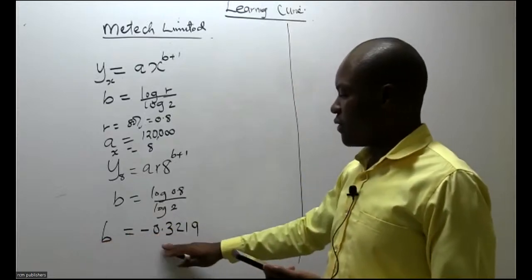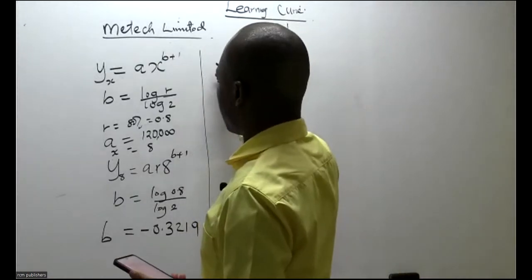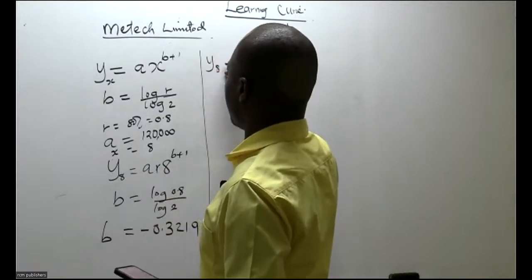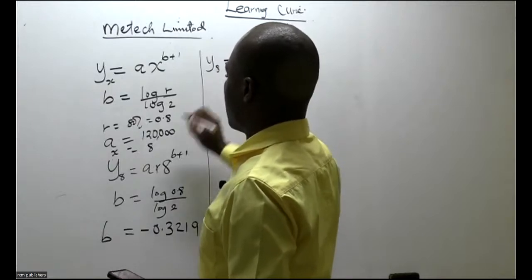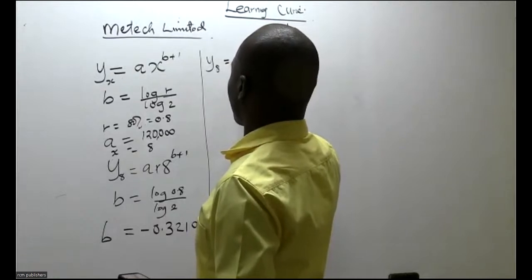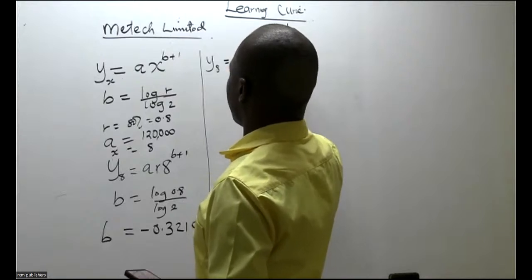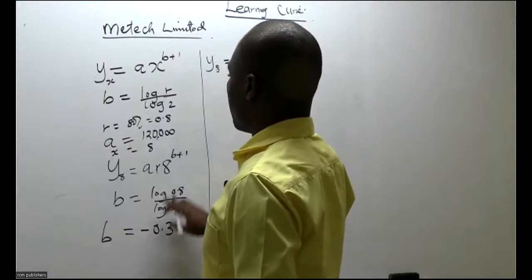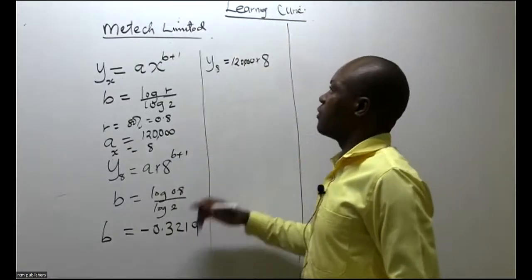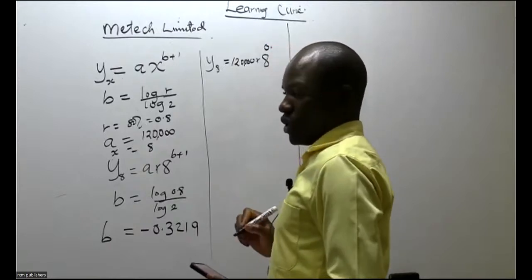So after getting the value of b, we now go ahead to calculate our y for the first 8 batches. We are supposed to have a, which is 120,000. We multiply by 8 raised to the power b plus 1. So b plus 1, whatever you're getting in the calculator plus 1, what will you have? It will be a positive. What will you have?